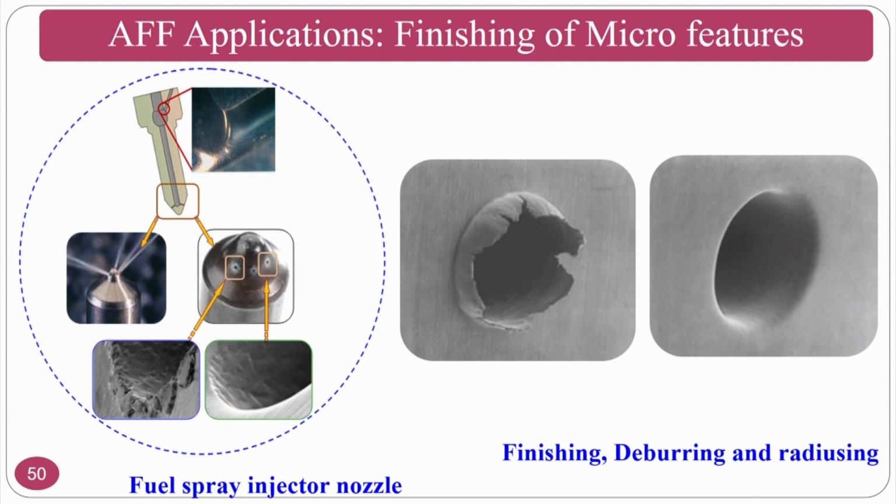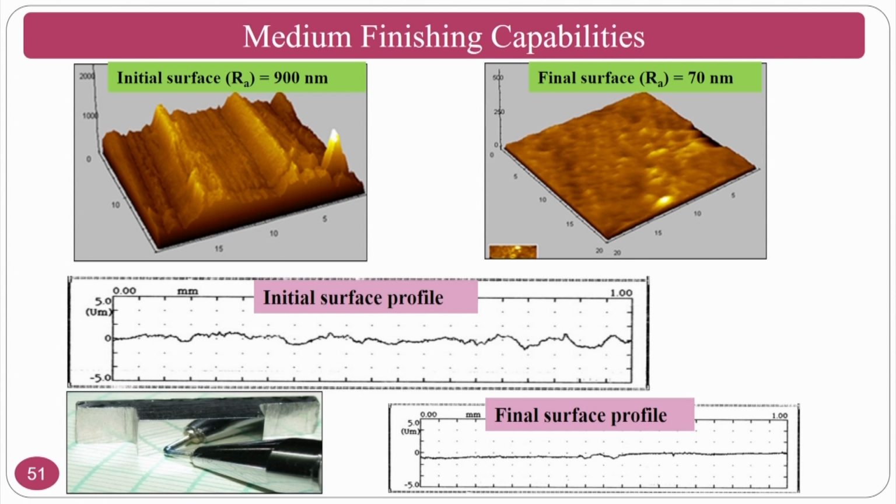abrasive flow finishing process. You can also see how the surface finishing is done using this particular abrasive flow finishing process. Initial surface roughness is 900 nanometers. As I said, that initial surface roughness is the function of final surface roughness, because if you are going to give 10 microns and I want 10 nanometers, it is not possible. So, whenever somebody wants the nano surface finish, if you can give approximately some 10 times or something, it will be okay.